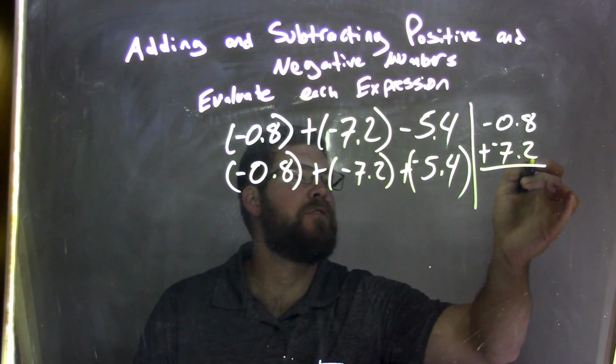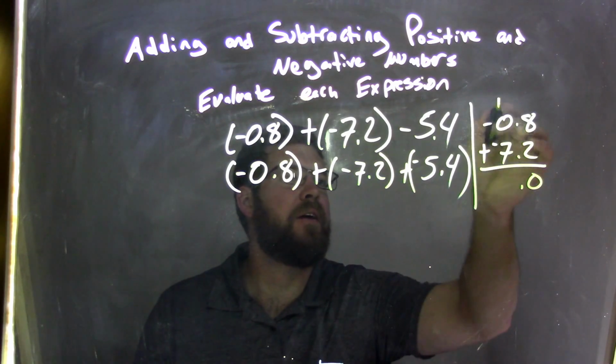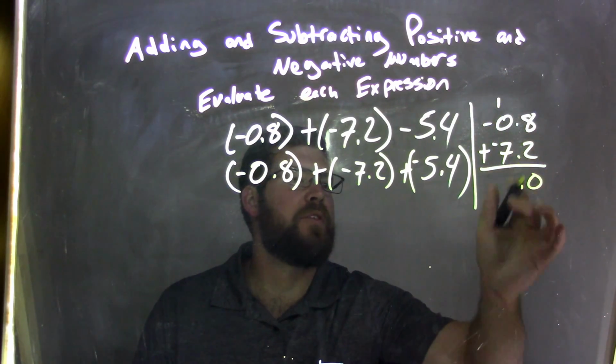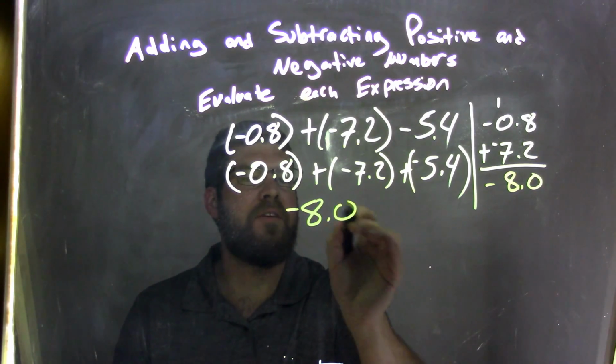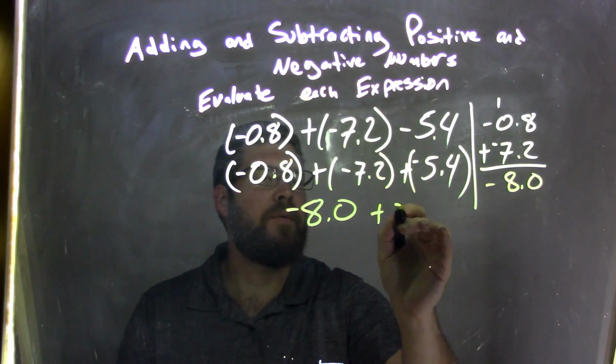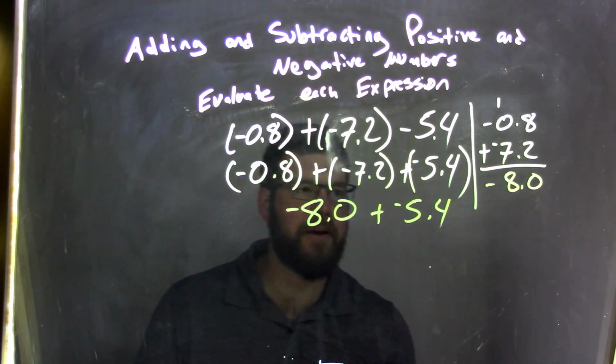So 0.8 plus 0.2 is 10, carry the 1. 1 plus 0 plus 7 is 8. Make sure you bring down the negative. And so this comes out to be negative 8.0, or negative 8, plus negative 5.4, bringing that down here.